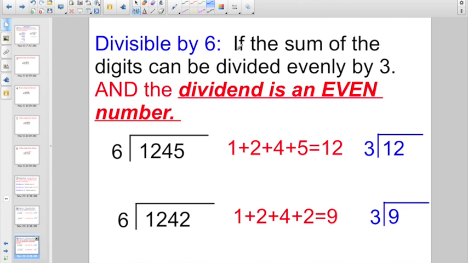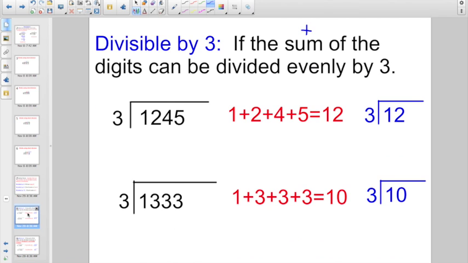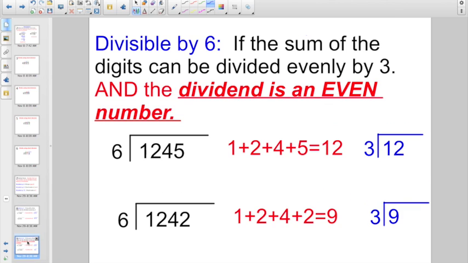Divisible by 6. If the sum of the digits can be divided evenly by 3, which we just covered here, and the dividend is an even number. Well, you know what? I can look right here at 1,245, and I know for a fact 5 is not an even number, so no way would this guy divide evenly by 6 without a remainder. But if I did 1,242, there it too is even, so maybe, let's check it out.